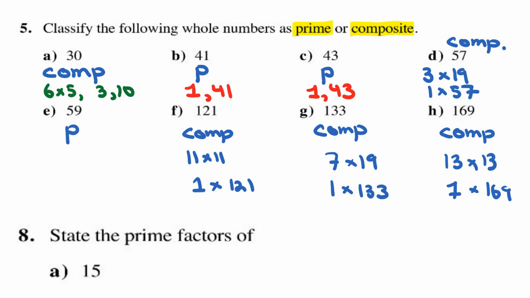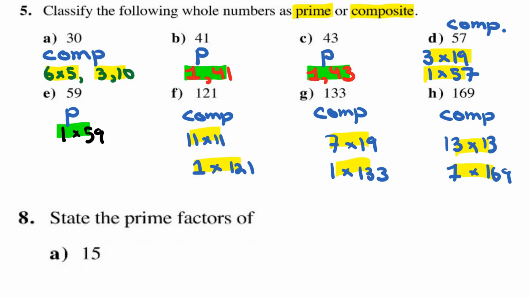All right, so if you can find at least 2 pairs, like I'm highlighting here in yellow, these are considered composite numbers. And if we have cases where there's only 1 pair, those are the prime numbers, right? So this will be a 1 times 59. All right, so there we go. That's the difference between prime and composite numbers. Okay, let's keep on going through.